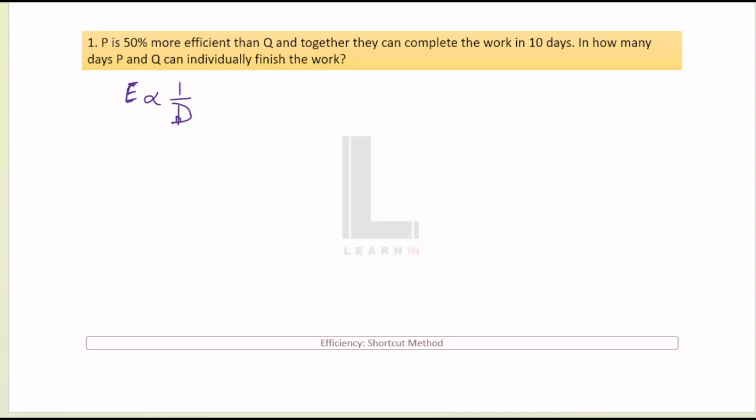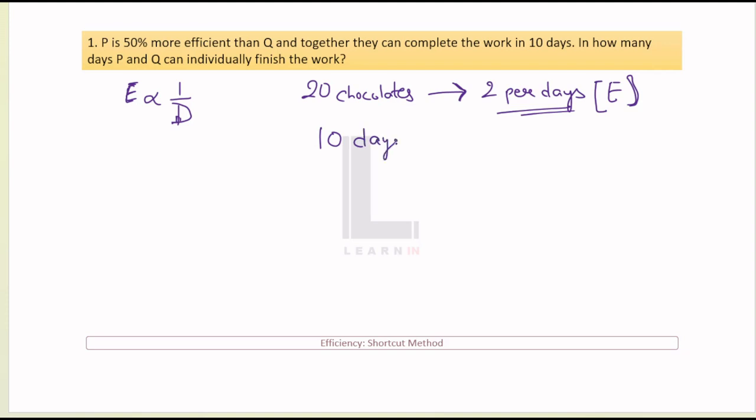Just a second. Okay, I have 20 chocolates to eat. Right? I have planned that I would eat them 2 per day. Okay, now my efficiency is 2 per day. This is the efficiency. So 2 per day is my efficiency, so I would eat these chocolates in 10 days. Fine. So eating 20 chocolates was my work, and the number of days that I would have needed were 10 days.